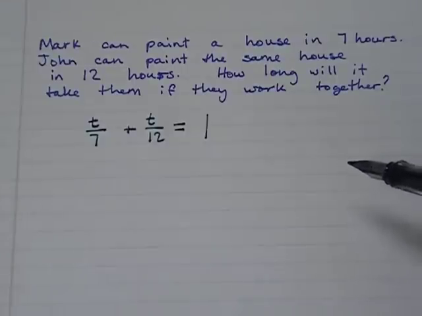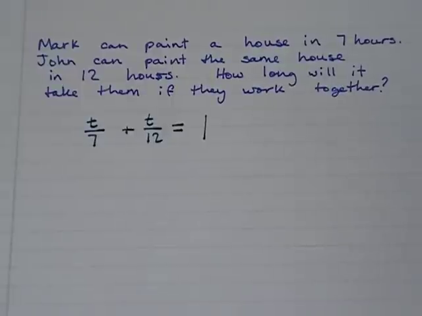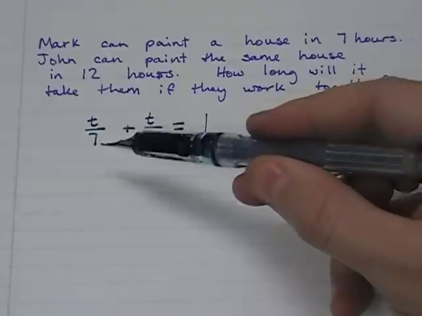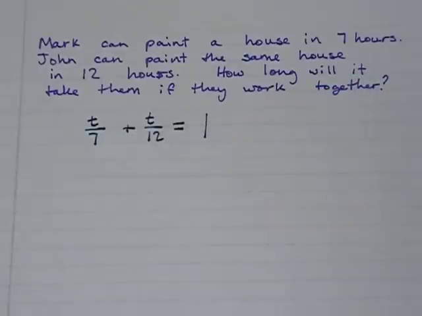The other thing before we actually solve this is I want to point out, if Mark can paint this by himself in 7 hours, our answer better be less than 7. Because if he can paint it by himself in 7 and someone helps him, it should make him work faster. So if you get an answer larger than 7, you know something's wrong.